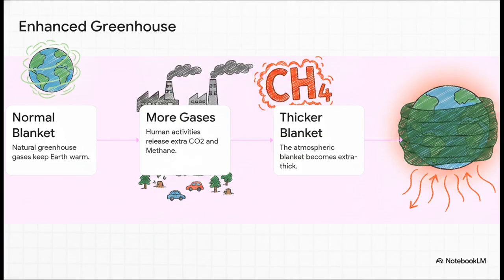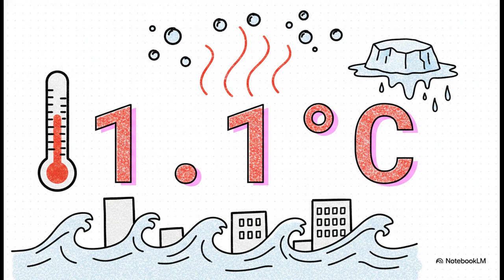Because of this, the atmospheric blanket becomes extra thick, and ultimately, this enhanced, thicker blanket traps too much of that outgoing heat, which steadily raises the average global temperature. The specific number measured by meteorologists for this global temperature rise since pre-industrial times is 1.1 degrees Celsius.